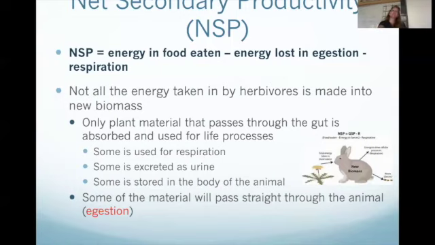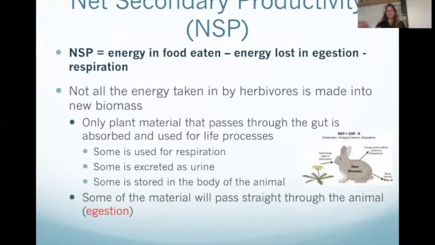Net secondary productivity, or NSP, is the energy in the food eaten minus the energy lost in egestion, i.e. poop, minus respiration. So not all the energy taken in by the herbivores is made into new biomass, right? Think about how much a rabbit poops or how much guinea pigs poop. That's egestion. So they're taking in this food and they can't digest every single part of it. So the cell walls and the stuff they can't digest is just pooped out.